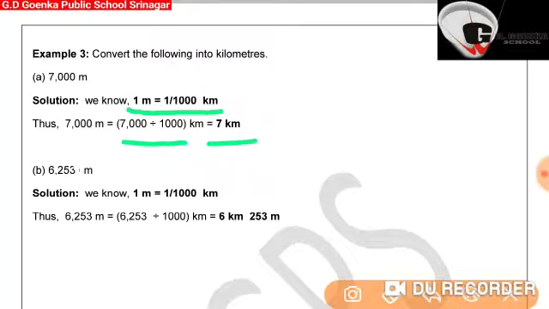Now let's take the second example. 6253 meter has to be converted into kilometer, so we'll divide it by 1000. When we divide a number by 1000, the digits at the ones, tens and hundreds place of the dividend, that is 253, become my remainder, and the remaining part of the dividend, that is 6, becomes my quotient. Therefore, it is converted into 6 kilometer 253 meter.